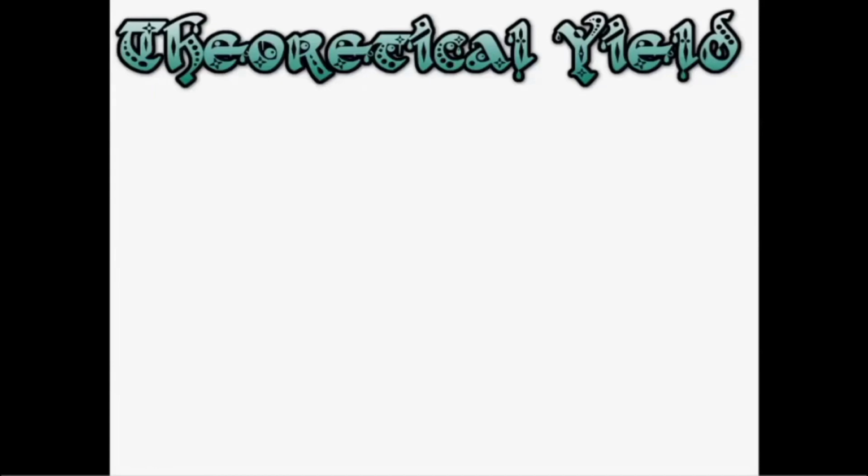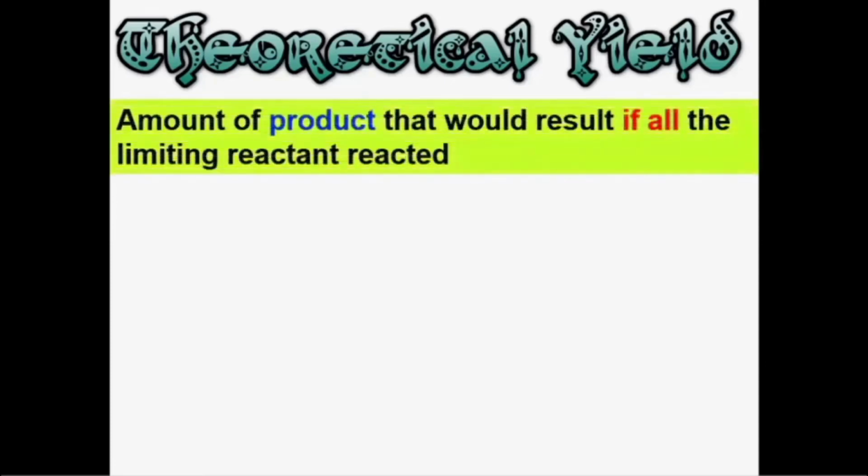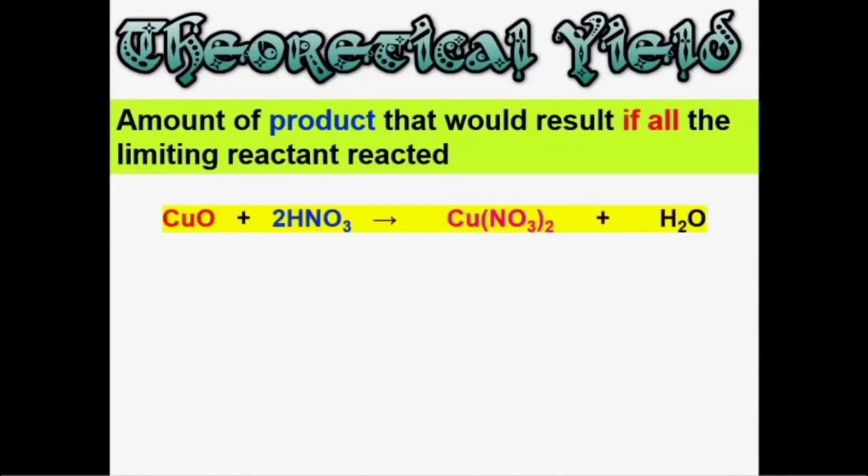Before we can calculate the percentage yield, I think it's better let me explain to you. There are two terms first. The first is theoretical yield. So what is theoretical yield? In BM we call it hasil teori. Theoretical yield is defined as the amount of product that would result if all the limiting reactant reacted. For example, let's use this equation once again.